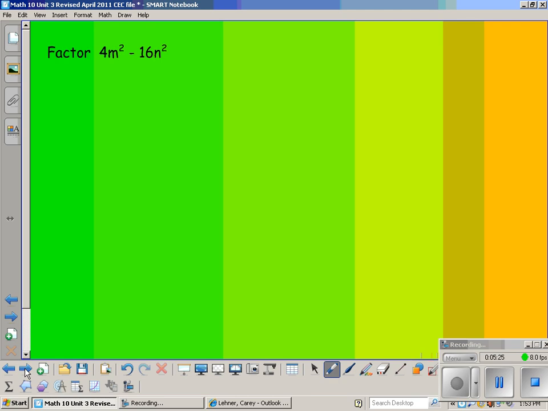(4m squared minus 16n squared). Question you should ask yourself, can I take out a greatest common factor? The answer is yes. I can remove 4 from both of these. Then I'm left with m squared minus 4n squared.